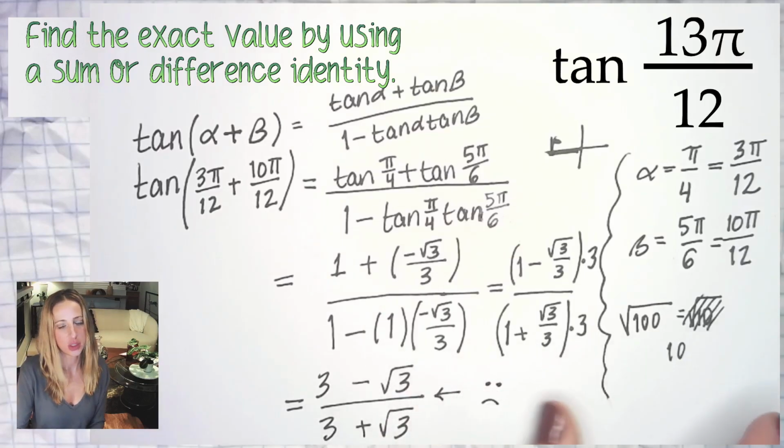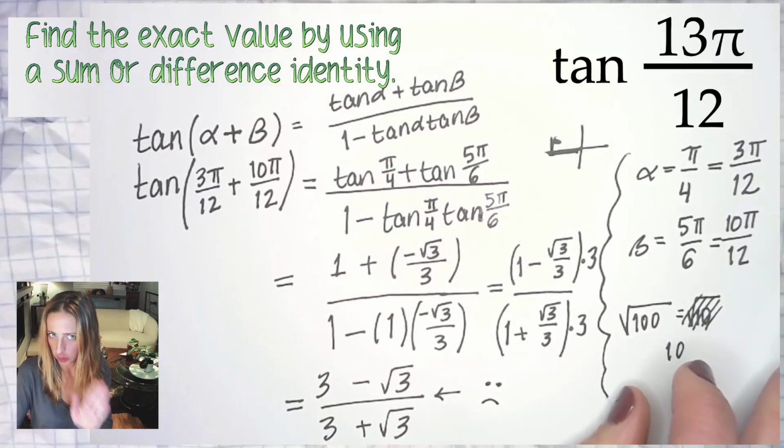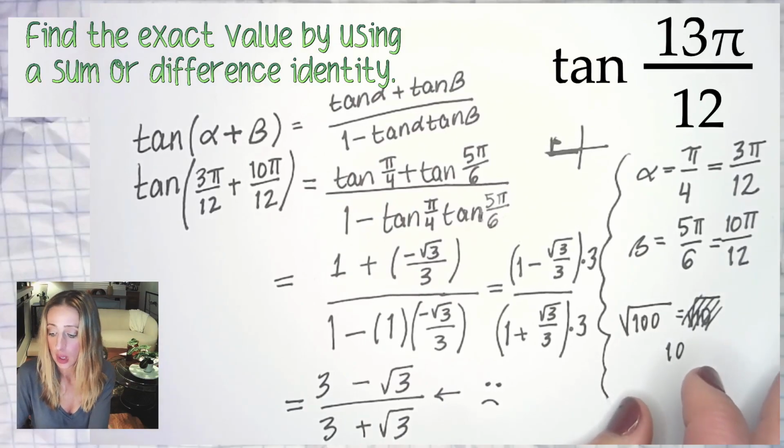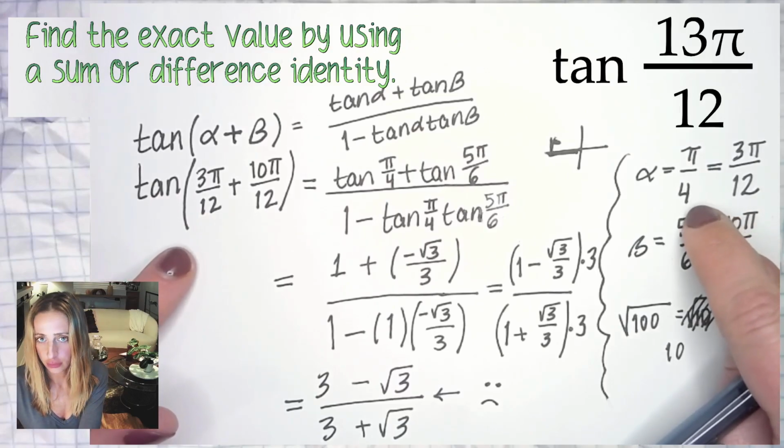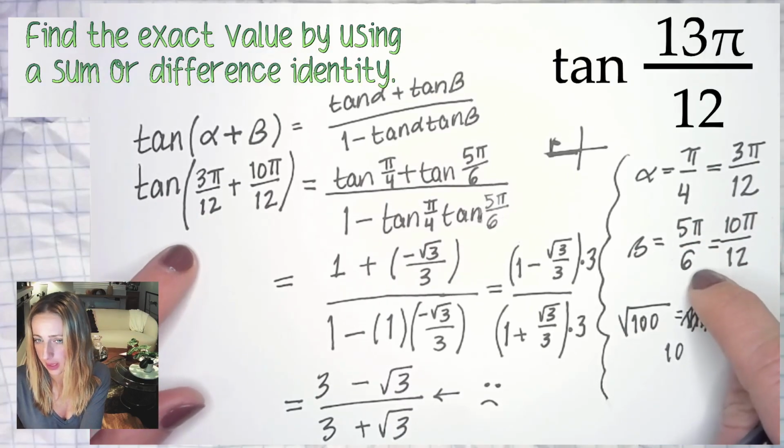So we're going to pause this one, and I'm just going to flip over to a clean page for a second. So let's keep in mind what we just did here. I ended up using pi over 4 and an angle over 6.